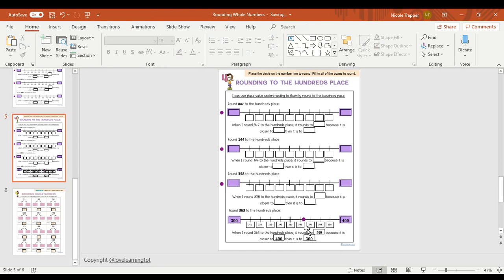It's only about 10, 20, 30, 40 away from 400 as compared to about 10, 20, 30, 40, 50, 60 away from 300. So it's definitely closer to 400.